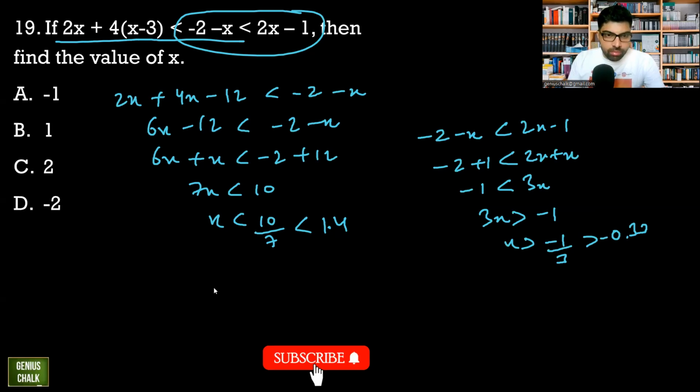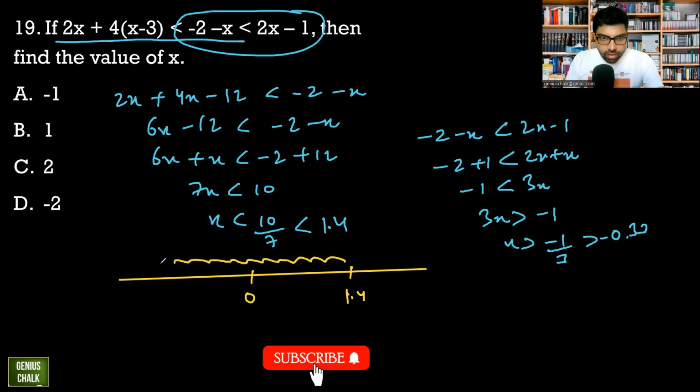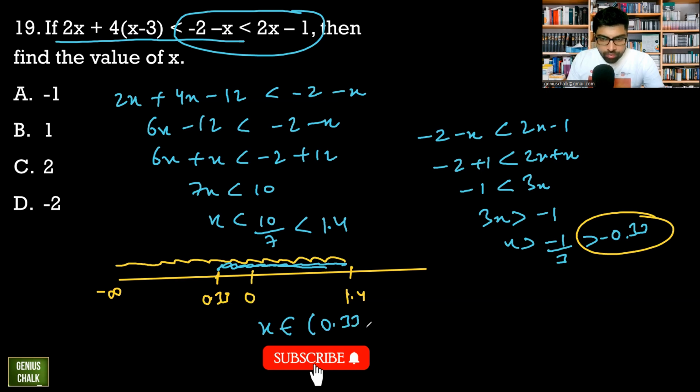Okay, now we can plot it. So we have this number line now, which is there in the options. So this is x less than 1.4, somewhere here, up to minus infinity. This is minus 0.33, somewhere here. X is greater than this, so it should be like this. So this region is common. So x must lie between minus 0.33 and 1.4.